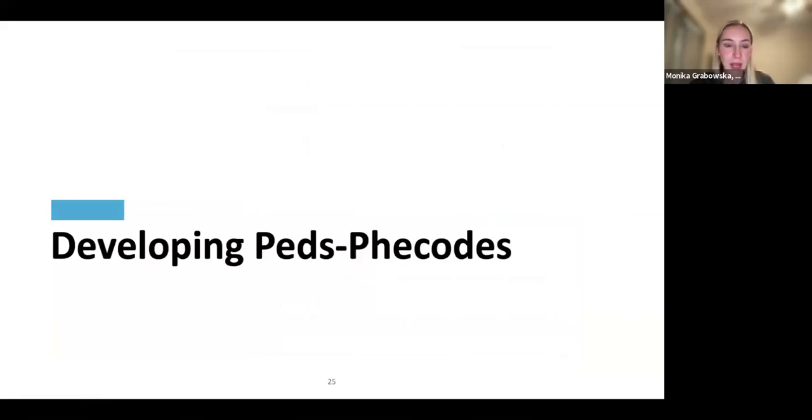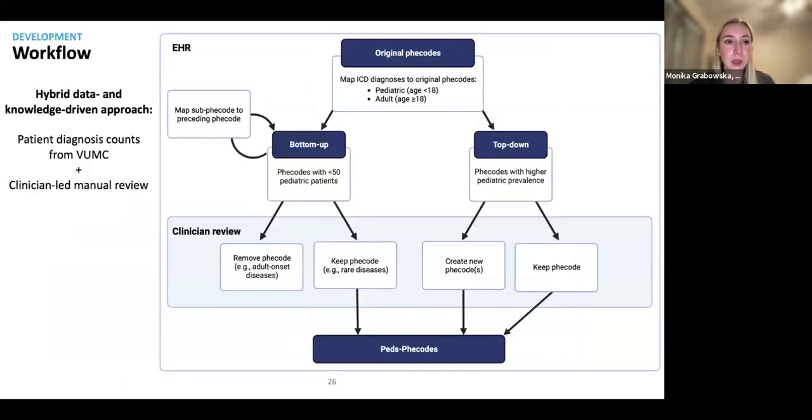Next, I'll talk about how we actually went about developing the PEDS phe codes, again, starting with the existing phe codes as our starting point. We employed a hybrid data and knowledge-driven approach, leveraging, again, the patient diagnosis counts from Vanderbilt, along with a clinician-led manual review process. And essentially, we had two complementary components of our phe code development workflow.